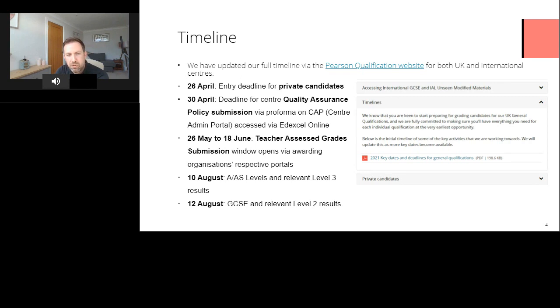The first one to bear in mind is that the 26th of April is the deadline for when private candidate entries need to be submitted to the awarding organisations. So if you have private candidates or your school is accepting them, that's a key date for you to take note of.